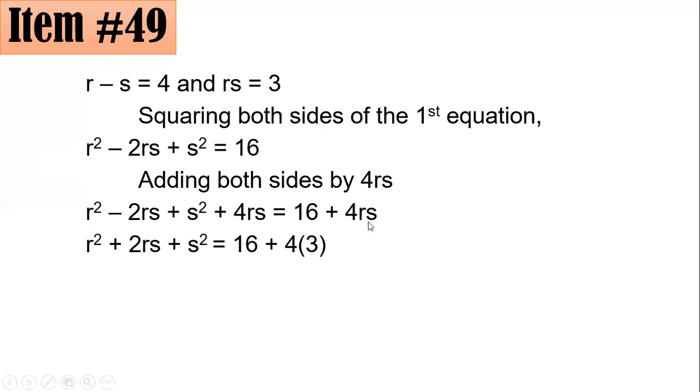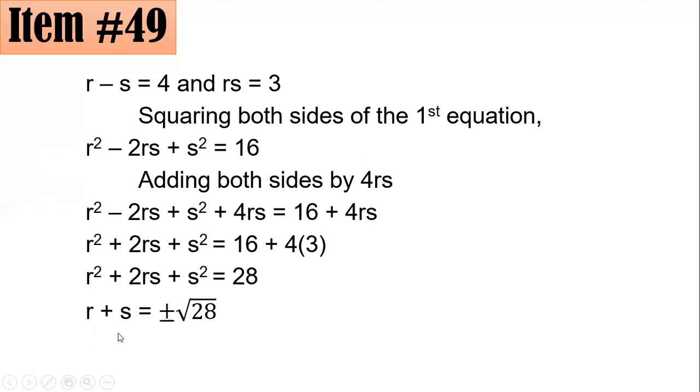But the RS here, based on the given, has a value of 3. That's why I have here 4 times 3. 4 times 3 is 12, so the right side becomes 28. And we could express R squared plus 2RS plus S squared as the square of R plus S. That's the reason why we added 4RS earlier, because we could get a perfect square trinomial whose middle term is positive. So if this is the case now, we get the positive square root of both sides. This is R plus S quantity squared. That's why I got the square root of both sides.